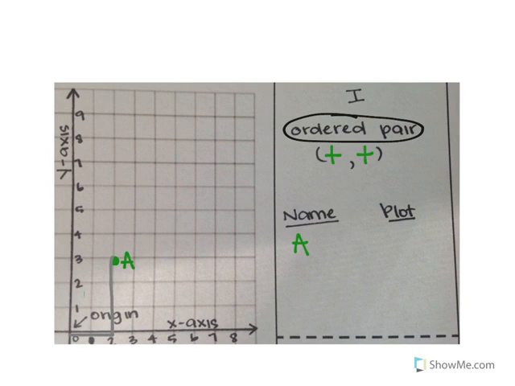Since I traveled 2 to the right along the x-axis, my x-coordinate is positive 2. And since I traveled 3 units up along the y-axis to get to this point, then my y-coordinate is positive 3. Therefore, the ordered pair for plot point A is positive 2, positive 3.